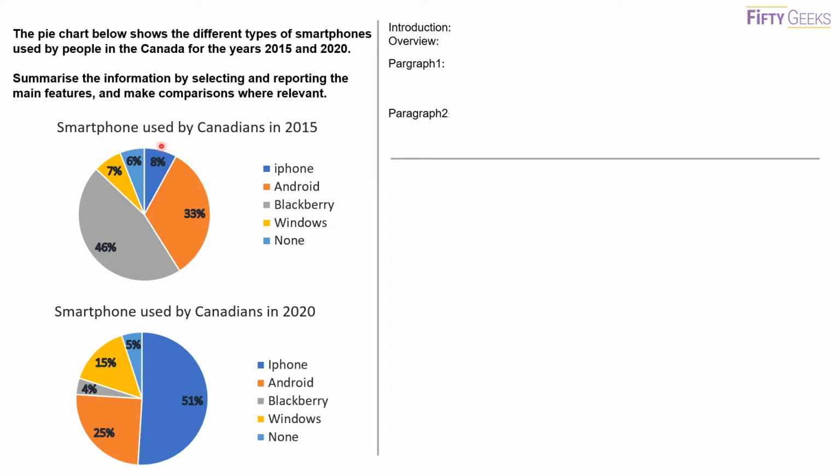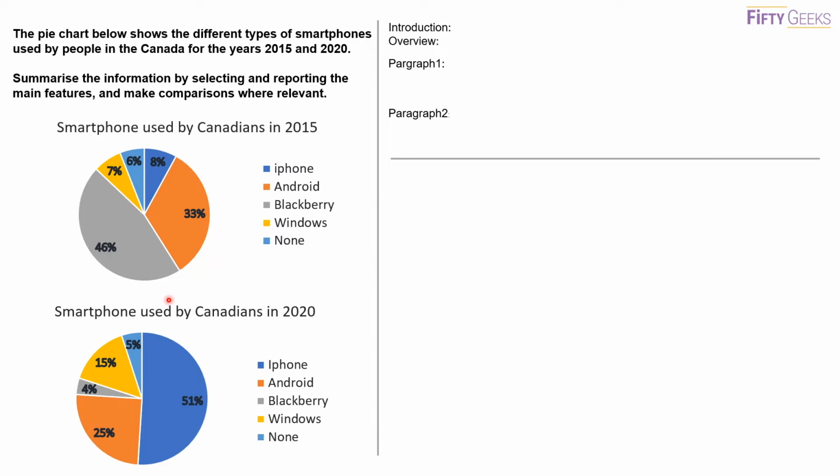By looking at the first pie chart, we can see that BlackBerry and Android had the highest percentage of users. So I will write about BlackBerry and Android in the first body paragraph. For the second body paragraph, I will write about the other three categories which have the lowest percentage as compared to the other two. Now I will start adding notes to the draft.